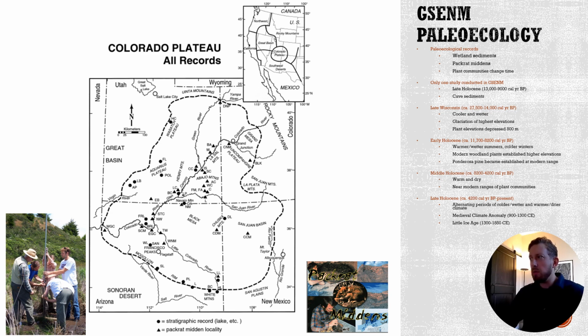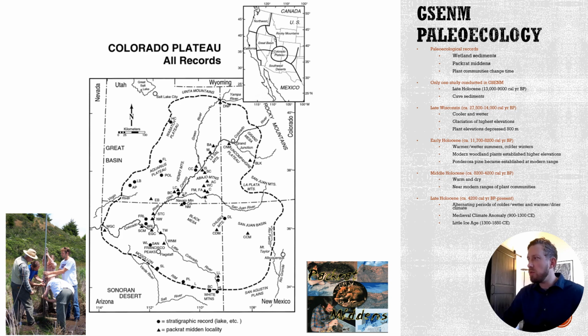Records on the Colorado Plateau show that during the late Wisconsin, it was cooler and wetter than modern times. There was glaciation at the highest elevations, and plant elevations were depressed as much as 800 meters. During the early Holocene, the climate was warmer and wetter during the summers, and it was colder during the winters, and modern woodland plants established themselves at higher elevations.